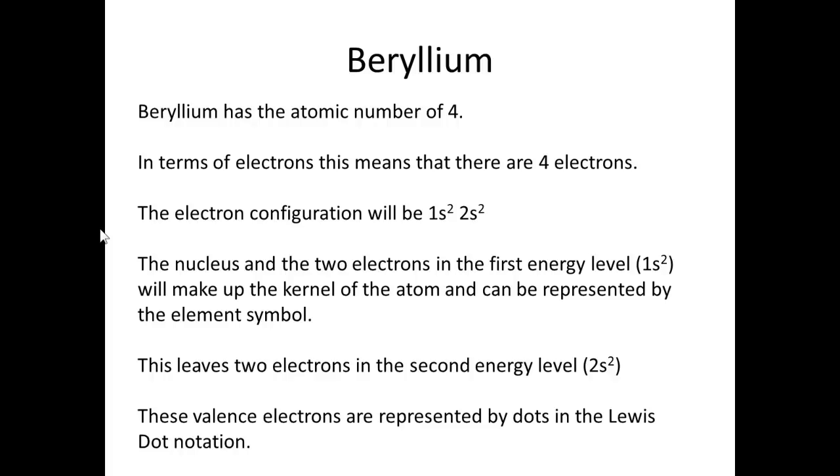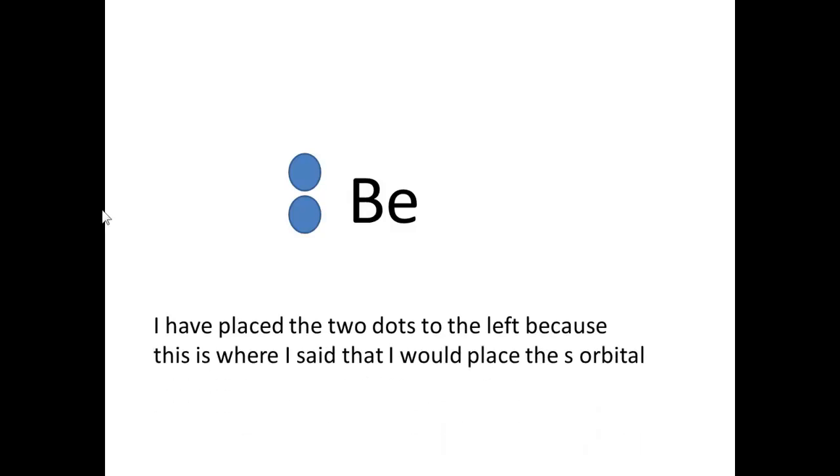And we can now represent these valence electrons by dots in a Lewis dot diagram. So I start with my elemental symbol, beryllium, Be, and I start putting my dots in. There's my 2 for my s orbitals. So I've placed the 2 dots on the left because that's where I said I was going to put the s orbital.